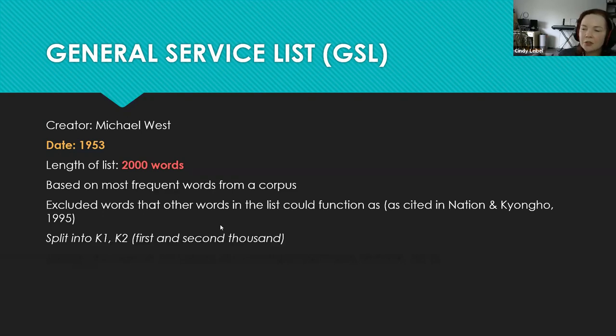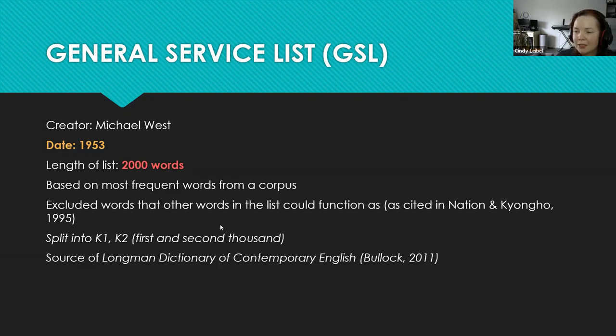He split it into K1 and K2, the first and second thousand. And it also is the source of the Longman Dictionary of Contemporary English. It's built off of this word list.